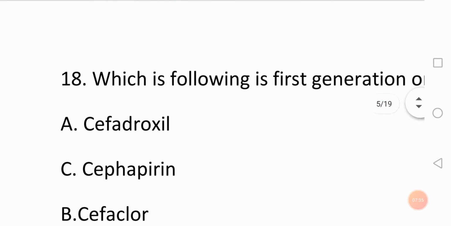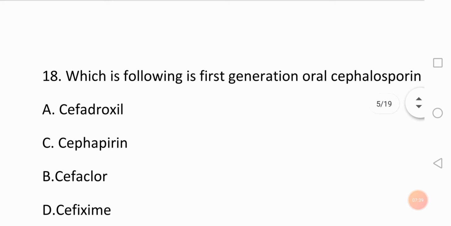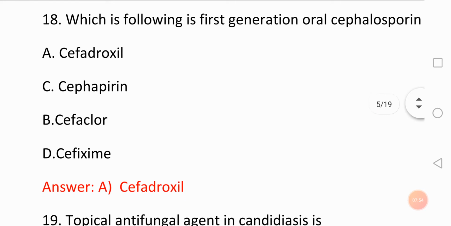Eighteenth question: which of the following is a first generation oral cephalosporin? A. Cefadroxil, B. Cefaprin, C. Cefaclor, and D. Cefixime. And the answer is A, cefadroxil.